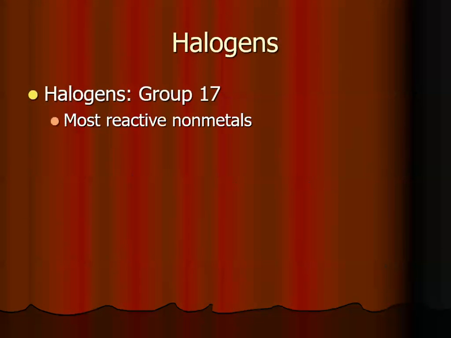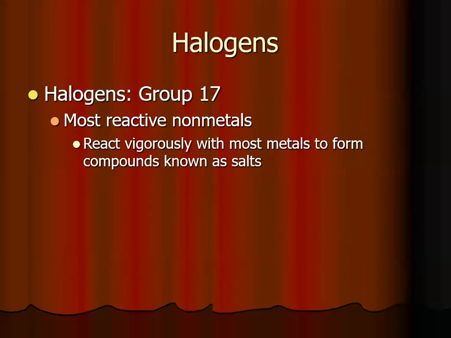Halogens are group 17. They are the most reactive nonmetals. When Mendeleev started working with his periodic table, what started his thought process was he looked at the alkali metals and the halogens. He noticed they were both very reactive, and he found a lot of similarities in these two. That's really where he started. He started with the alkali metals and the halogens, put those together, and fit everything else into his puzzle. They react vigorously with most metals to form compounds known as a salt.